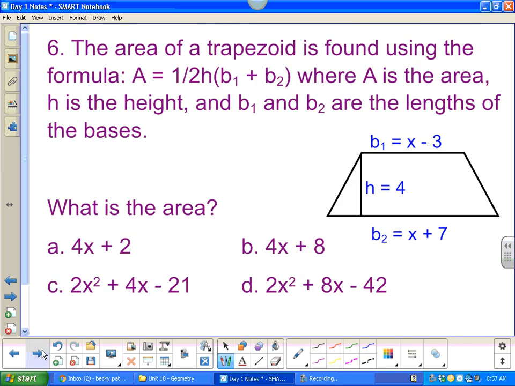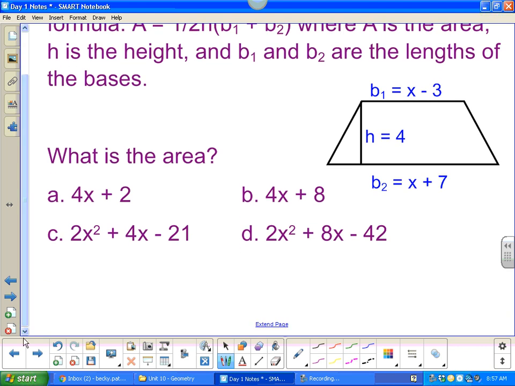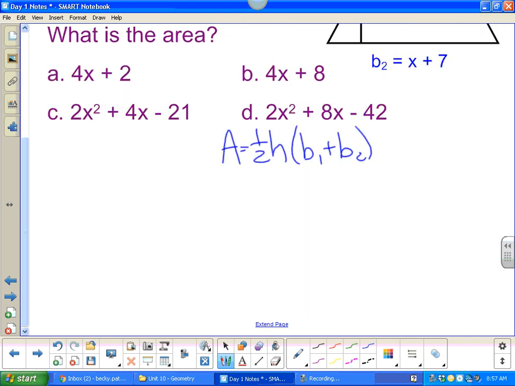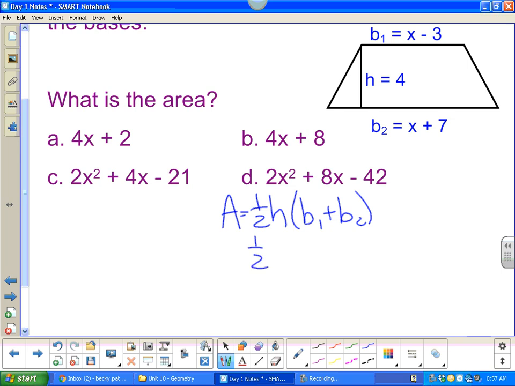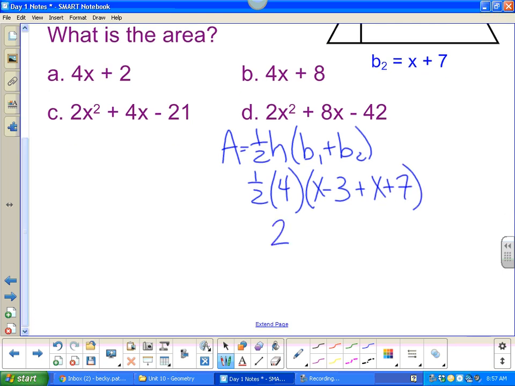Again, same thing, area, there's my trapezoid. It gives me the formula. Area equals 1/2 height, B1 plus B2. Okay, I'm going to put my stuff in here. 1/2, 4, x minus 3 plus x plus 7. 1/2 times 4 is 2. X plus x is 2x. Negative 3 and 7 is a positive 4. Distribute your 2. 4x plus 8.